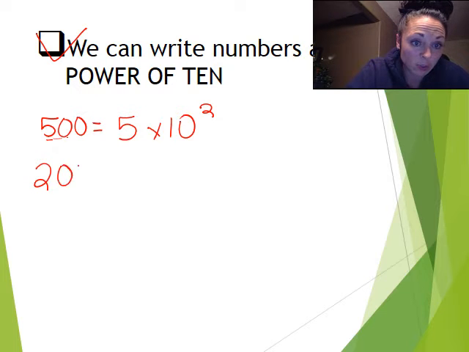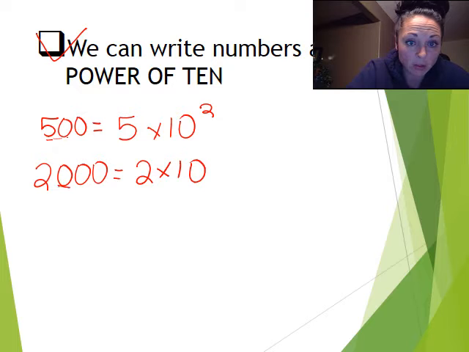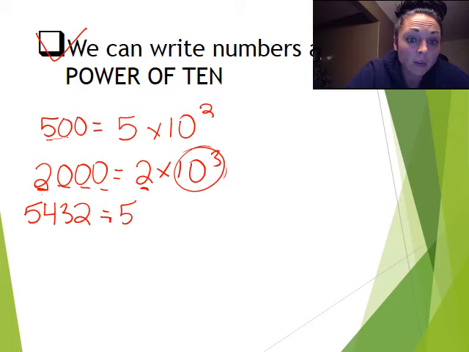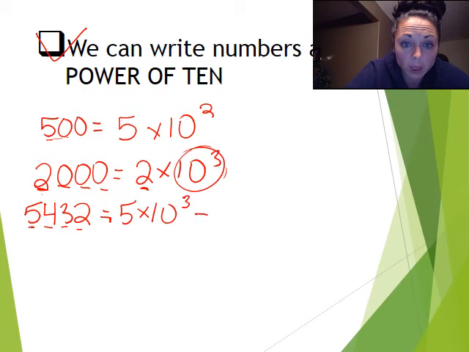If I have 2,000, that will say 2 times 10 to the power of how many zeros? 1, 2, 3, because it's in the thousands. I have 2 numbers in the thousands, which is right here. If I have 5,432, I have 5 times 10 to the power of, what place value is that? 1, 2, 3, power of 3.